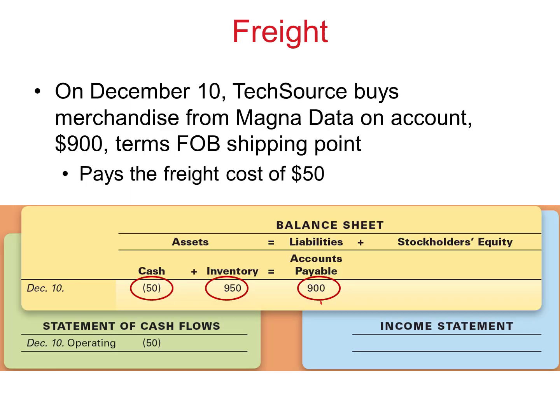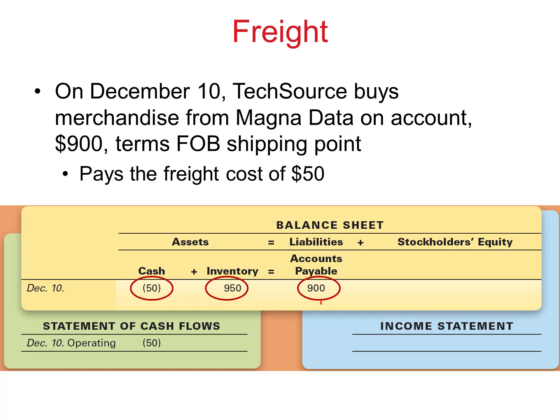So let's take a quick look at a specific transaction. In this case, on December 10th, TechSource, who is the buyer, buys merchandise from Magna Data on account. The merchandise cost $900 and the terms are FOB shipping point. FOB shipping point means that the buyer is paying for the freight. In this case, the buyer, meaning TechSource, is paying the freight cost directly to the shipper.